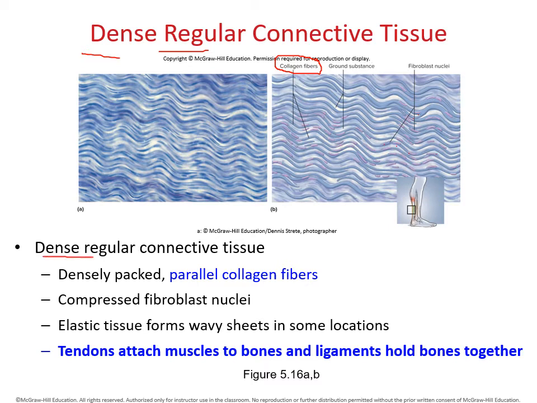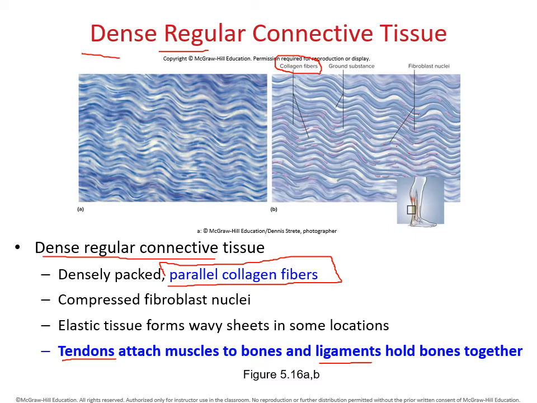Now, dense regular connective tissue, because it's so full of these parallel collagen fibers, is going to be an excellent place where we can have lots of abrasions or shock that can be absorbed. So for instance, we're going to take a look at it in the tendons because they tend to attach muscles to bone, and in the ligaments because they tend to hold the bones together. So they're able to be exposed to high stress areas and do well because of the abundance of collagen fibers. Now, dense regular means that the collagen fibers are very organized in a symmetrical pattern.